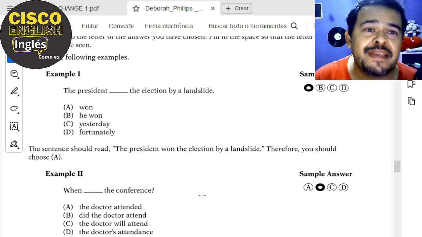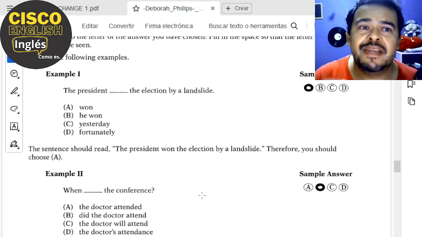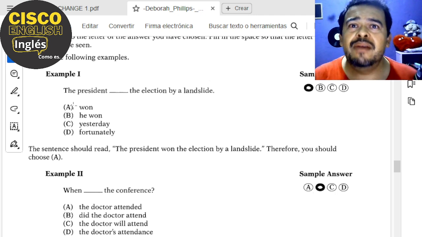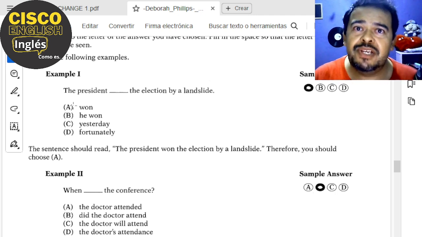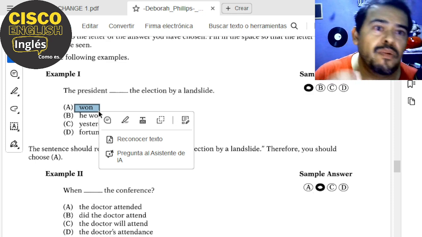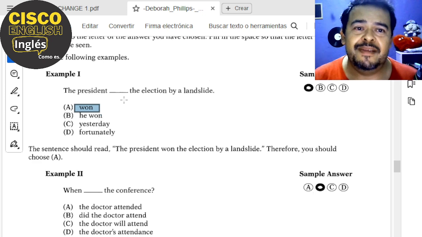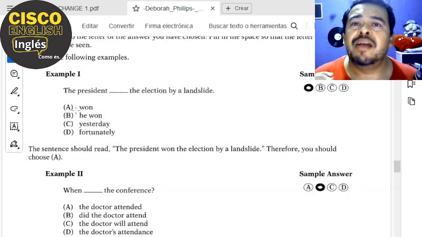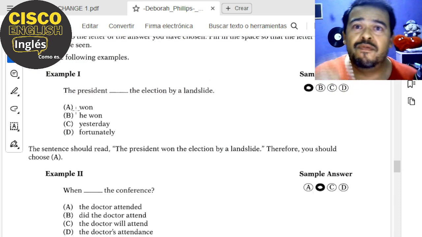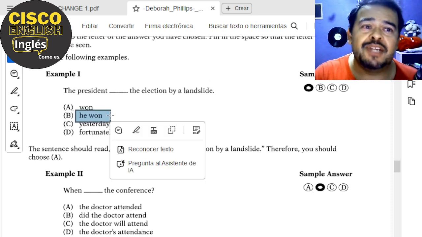It says, the president, and then that's your subject, blank, the election by a landslide. All right? What we do here is grammar recognition, and also one we call the discrimination technique. This is try every option. You go with A, the president won the election by a landslide. Okay, maybe. Let's go on B. Never jump to conclusions until you have gone over the 4 options. B, the president, he won the election by a landslide.